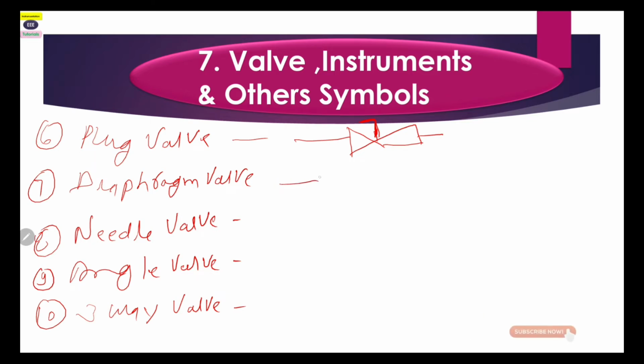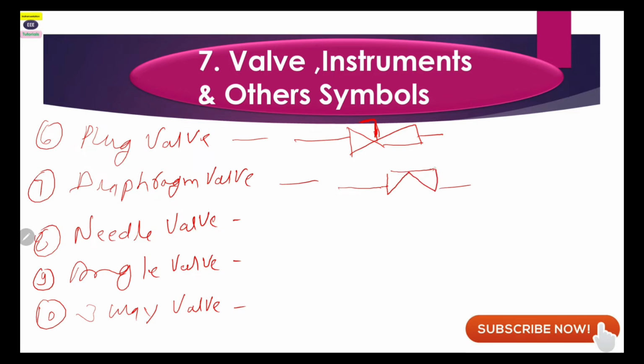Diaphragm valves. You should always try to learn new things. These are all very important valves. Simply, what you have to see is this and this. So this is the diaphragm valve. It is used in some acidic and other places where complete shutdown is required and direct contact with the process is required.